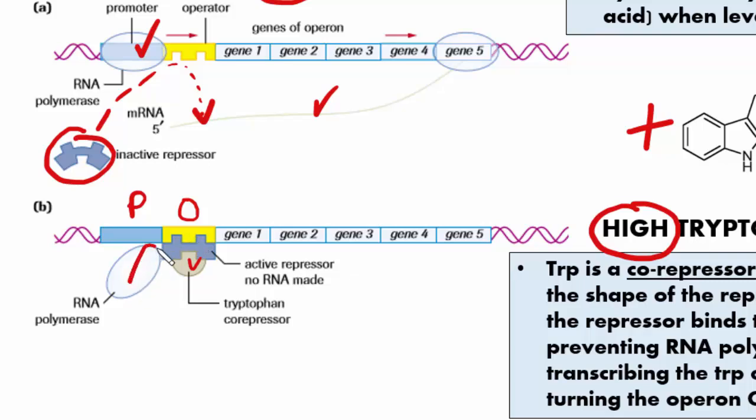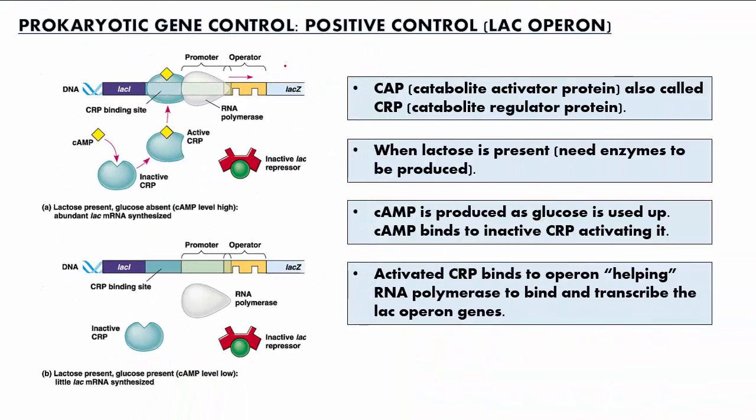RNA polymerase therefore cannot get into the promoter, so we do not have any transcription of these genes, and so we don't produce tryptophan. So that is called negative control. Now, there is positive control as well.